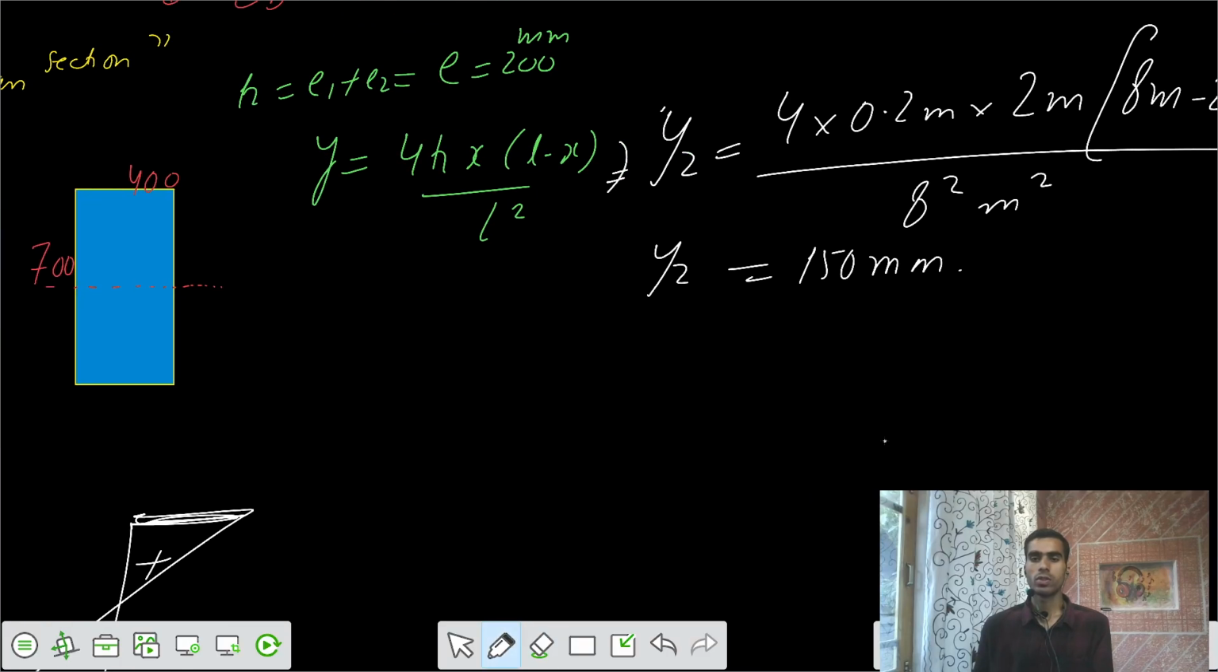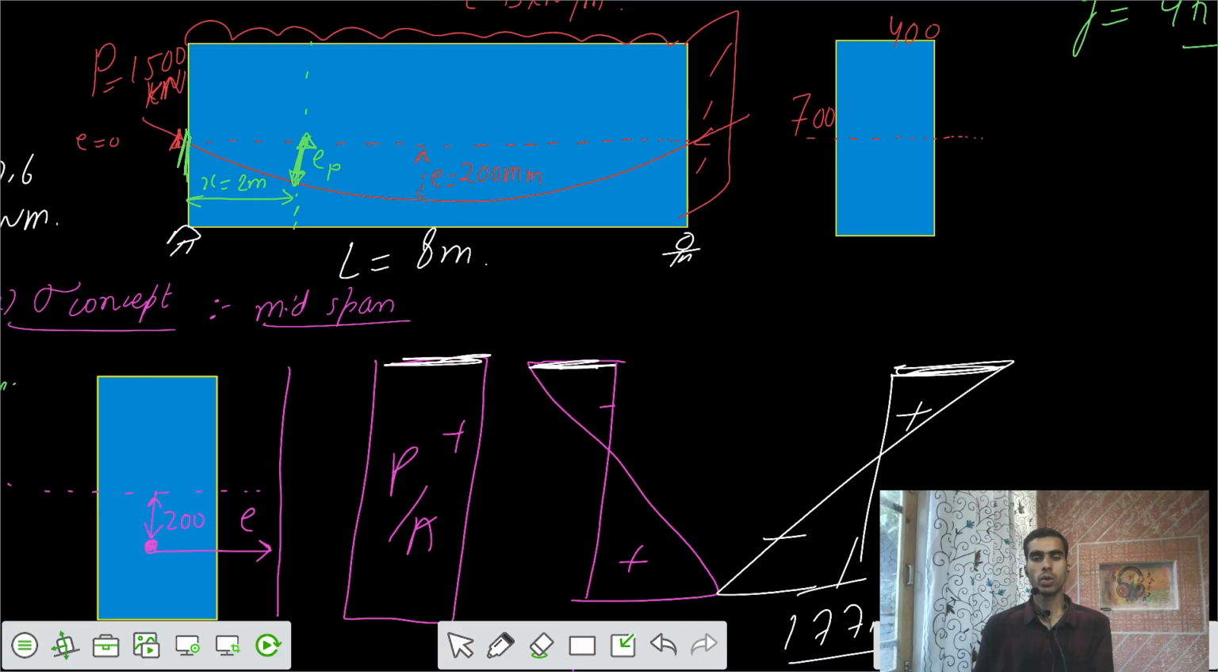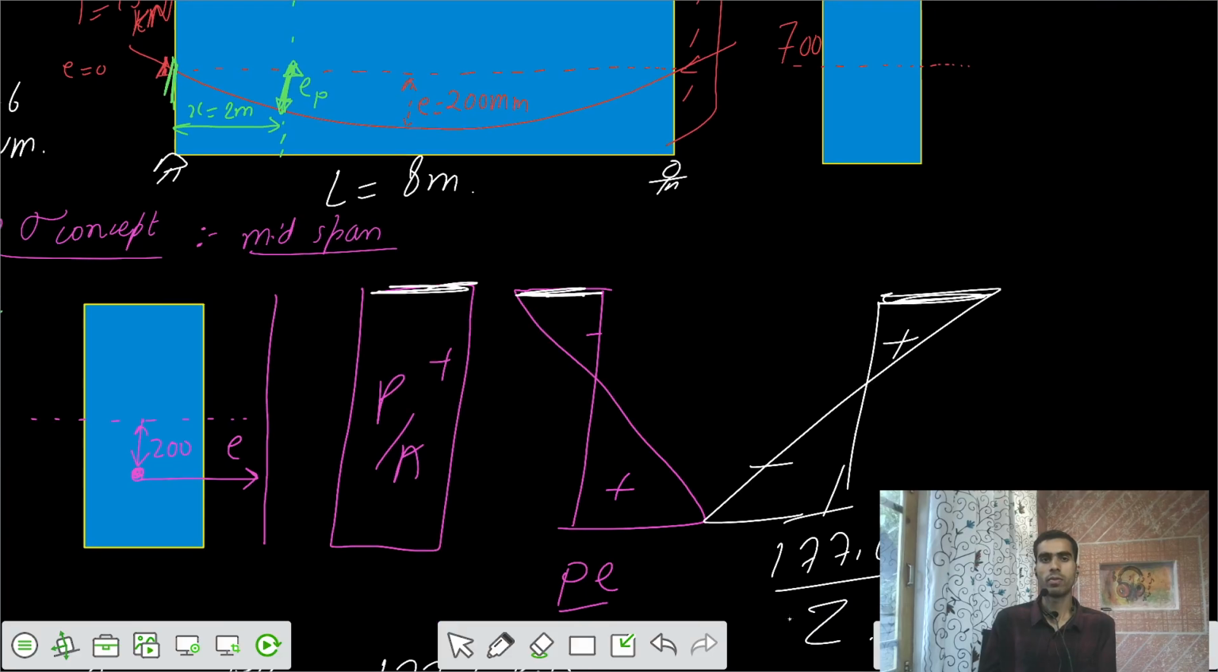So that is also equal to the eccentricity EP, because your E1 is 0. That means your value of h corresponds to the value of E max, that's 200 millimeters. And your value of y at any section is what we have written as EP, so that's 150 millimeters.